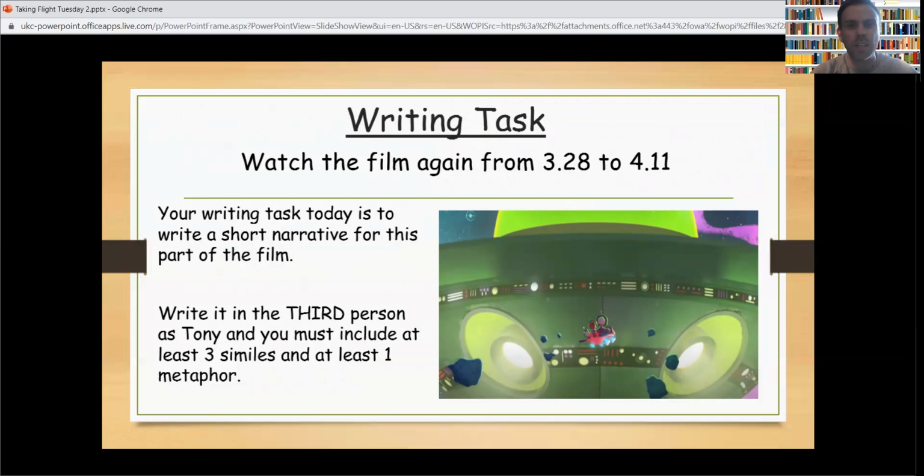And your writing task today is to write a short narrative for this part of the film. A narrative means tell the story. And it's just for that part of the film, the alien part. Write in the third person as Tony. Okay, so you're going to be writing in the third person, but that shouldn't say as Tony. I've made a mistake there. It should say write in the third person about Tony.